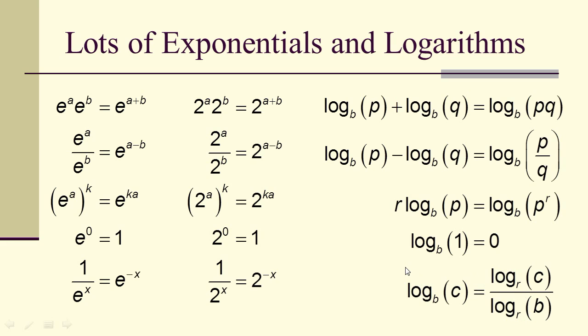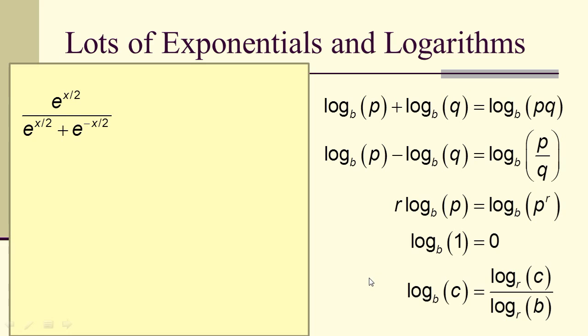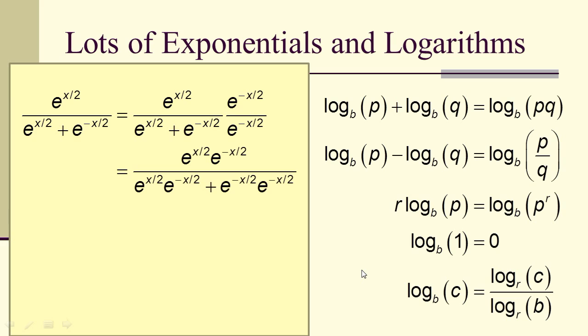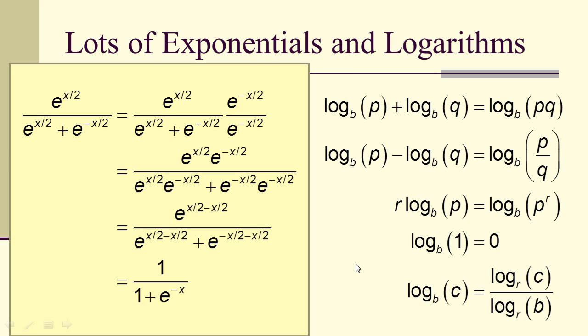So we can switch from one base to another with logarithms. For example, if I've got e to the x over 2 over the quantity e to the x over 2 plus e to the negative x over 2, I can multiply both sides, the top and the bottom, by e to the negative x over 2. I combine the exponents, and that gives me 1 over 1 plus e to the negative x.